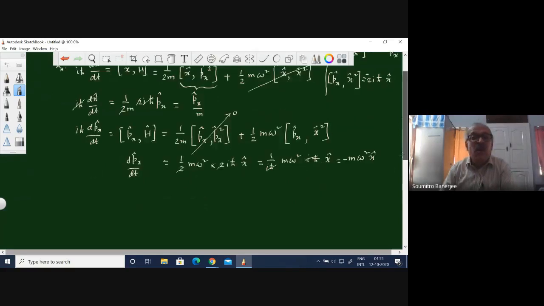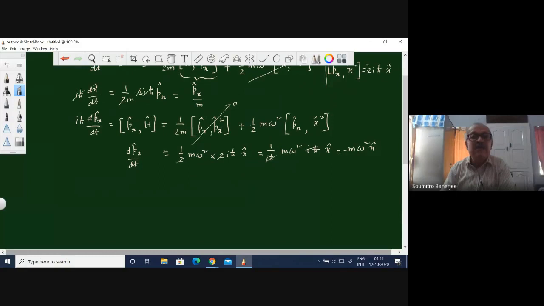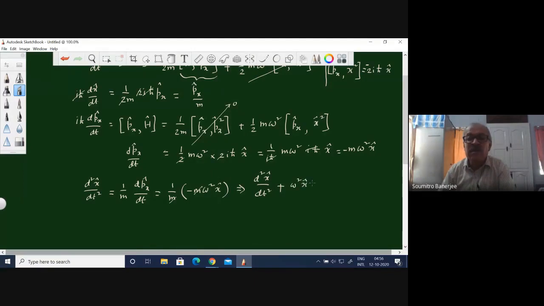Okay, so we have obtained the equations for both dx/dt and dpx/dt, and we can now take a derivative again of this and substitute, so that d2x/dt2 is equal to 1 by m dpx/dt. Now I substitute it here: 1 by m, then minus m omega square x operator, and the m cancels off. So we can write it now as an equation like d2x/dt2 plus omega square x equal to 0. Let us name it 1 because I'll need it later.